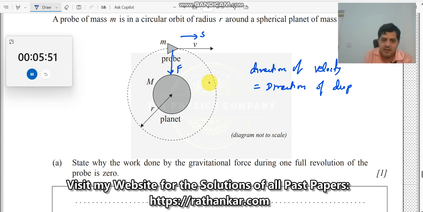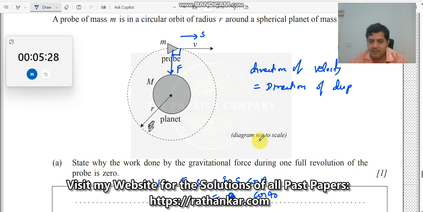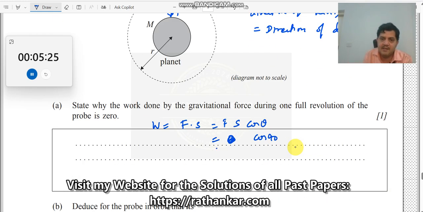So as a result, the work done by the gravitational force is given by F dot S, which is equal to F S cos theta, right? Now what is the value of theta here? Theta is equal to 90 degrees. Whatever could be the value of F, whatever could be the value of S, this theta becomes 90 degrees and hence the work done becomes 0, because cos 90 is 0. So F S cos 90 is equal to 0. This is what you need to write.